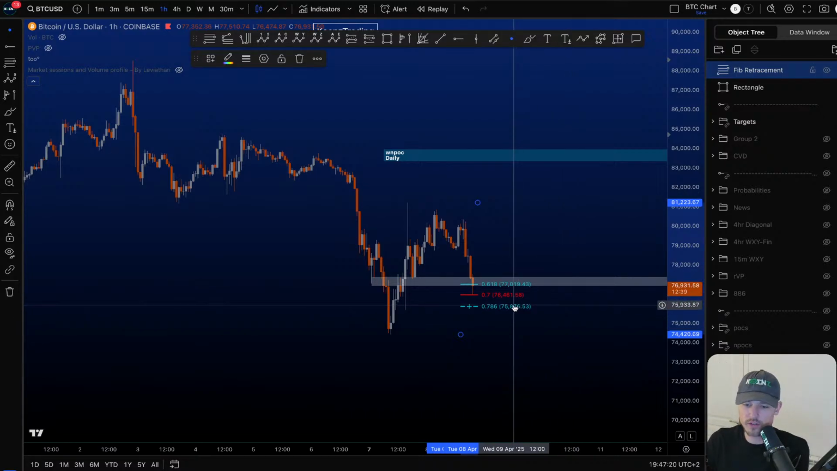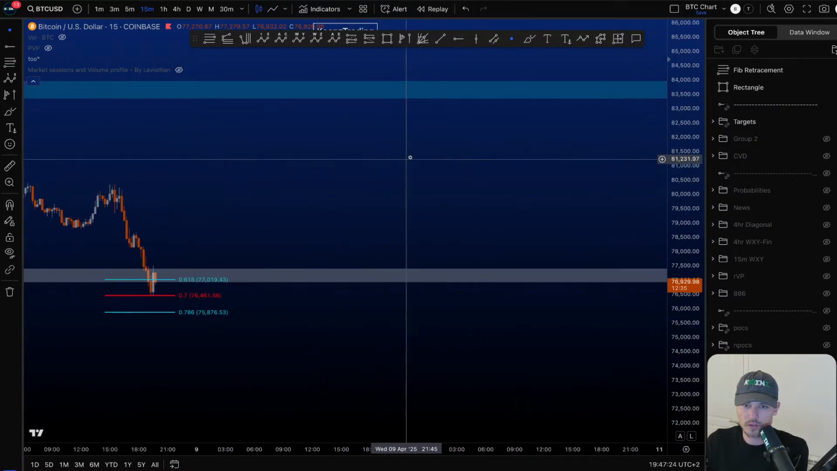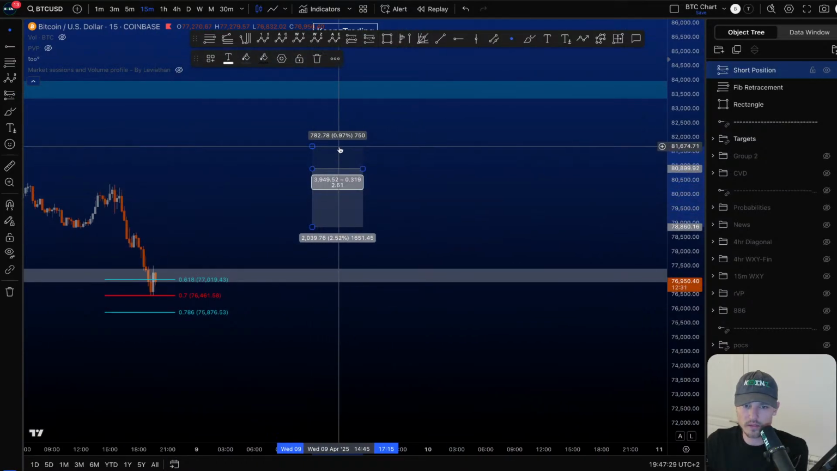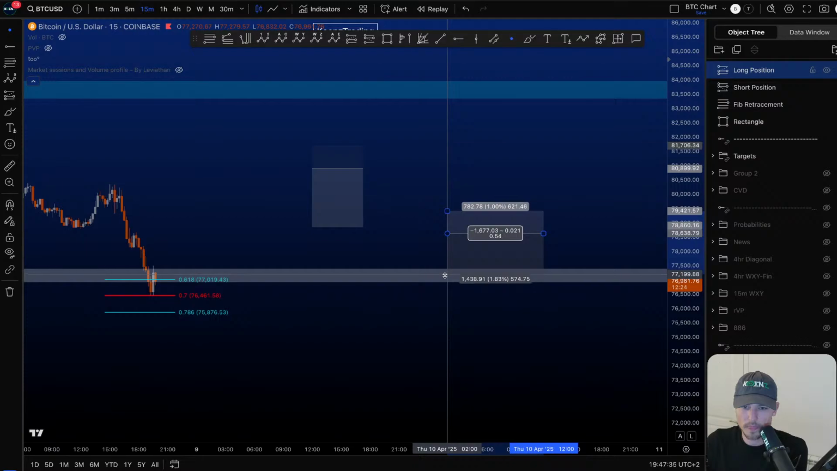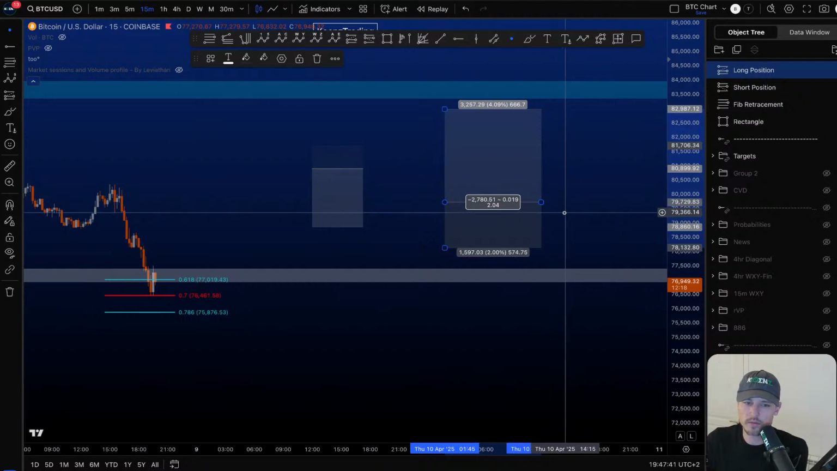My size in every trade is different because it depends on my stop loss. So just as an example, imagine we have a short where the stop loss is 1%, and imagine we have a long where the stop loss is 2%. I want to keep my risk the same.